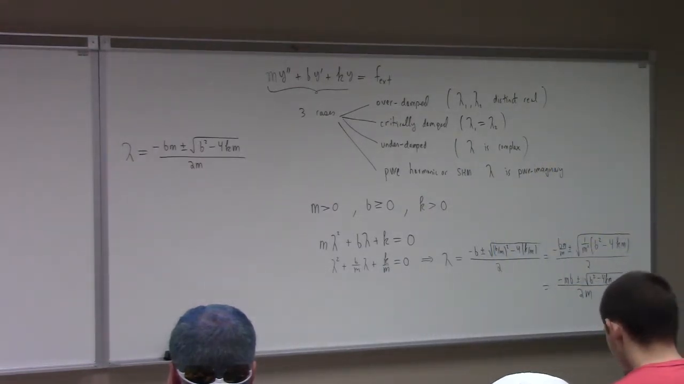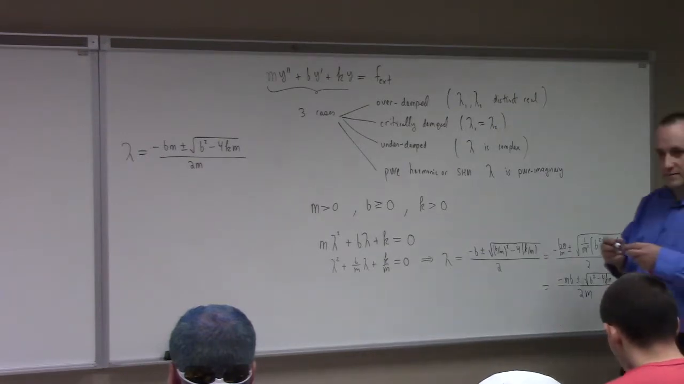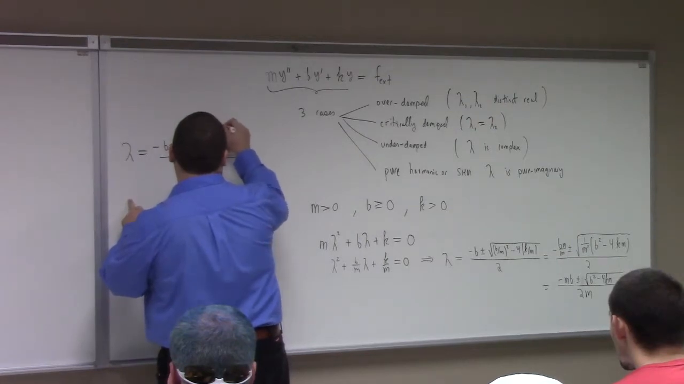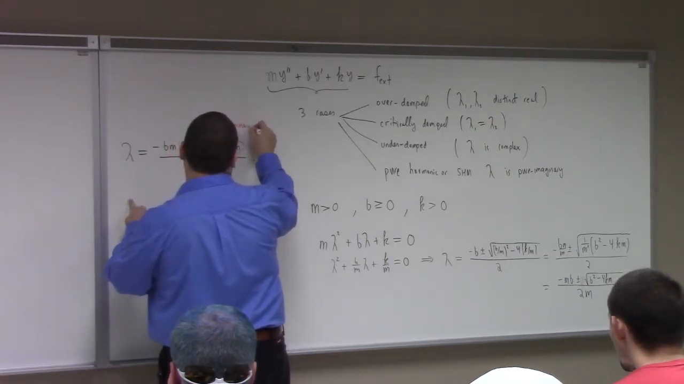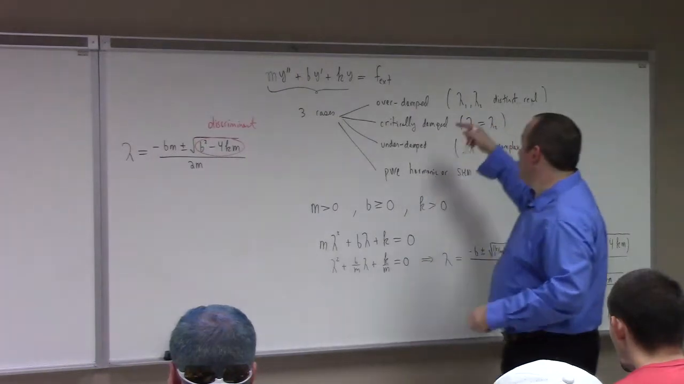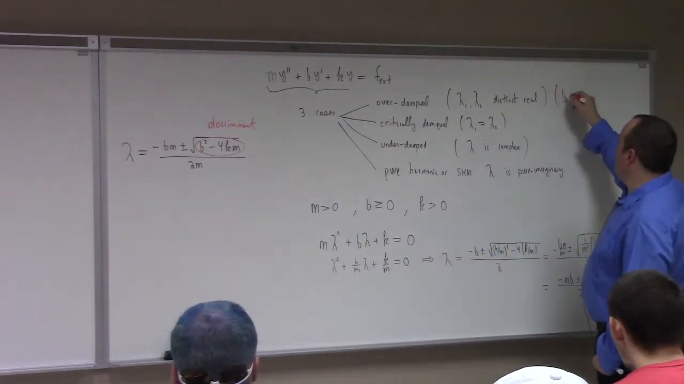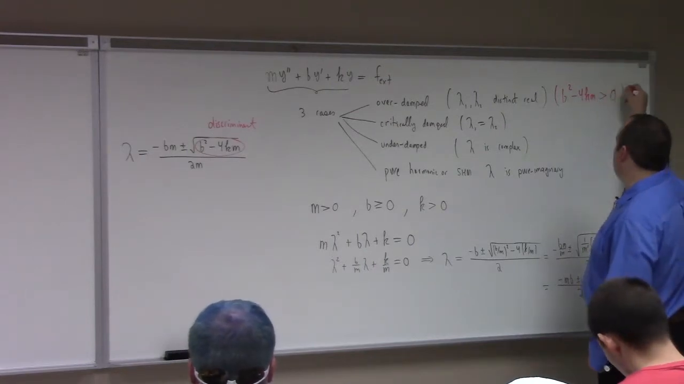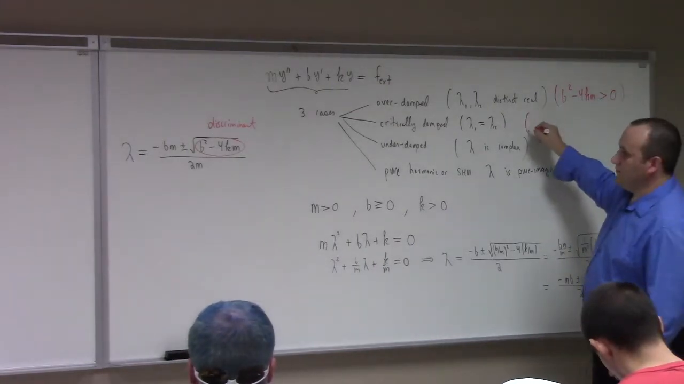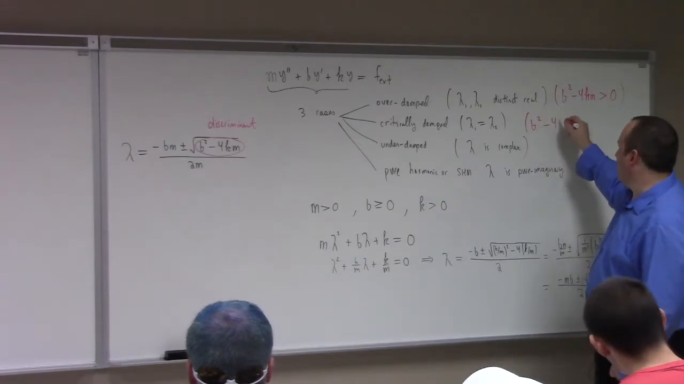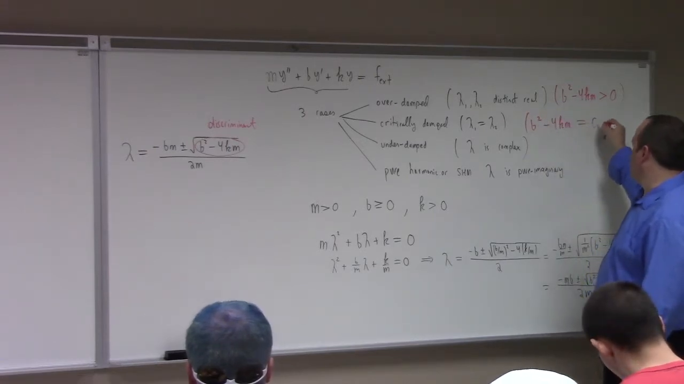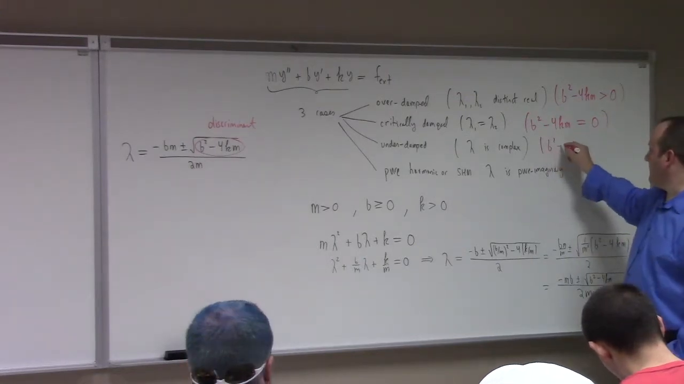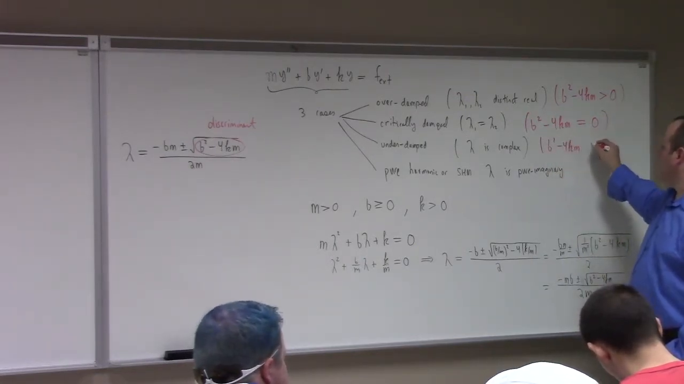So you can tell which case you're in by just looking at the discriminant, right? So this is the discriminant. To get overdamped, we would be looking at b squared minus 4km greater than 0, right? Critically damped would be when b squared minus 4km is equal to 0, right? And underdamped would be when b squared minus 4km is less than 0, right?